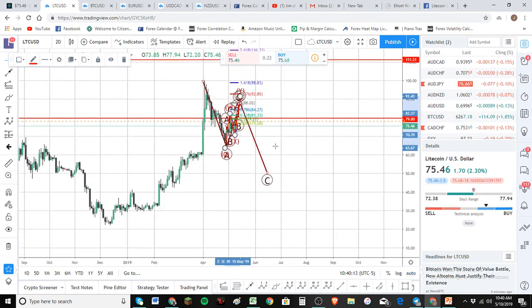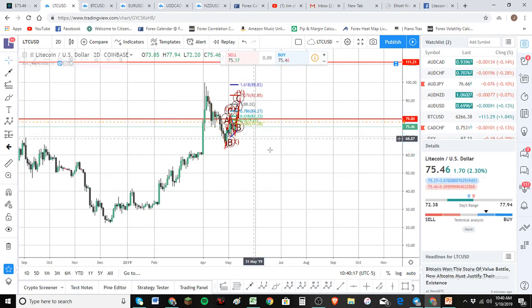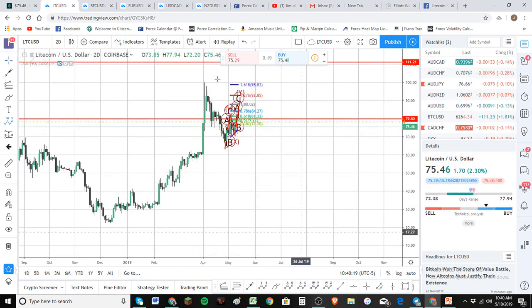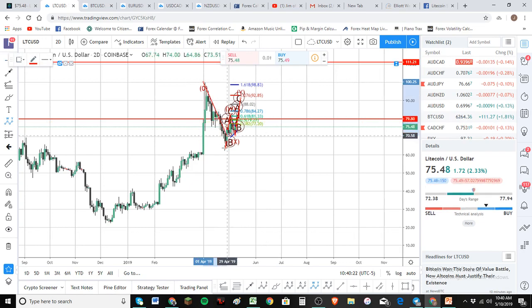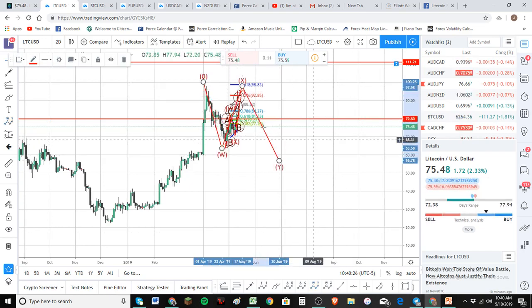Sorry about that. Look at all that junk all over the chart. Rather than this being ABC, it's a potential for this actually just to be called WXY as well. We've got an ABC coming down, ABC going up, and then we're going to have an ABC coming down. If that's the case, this W wave should be the same as this Y wave.